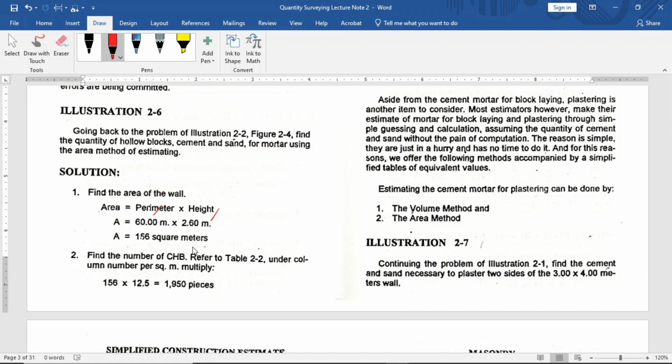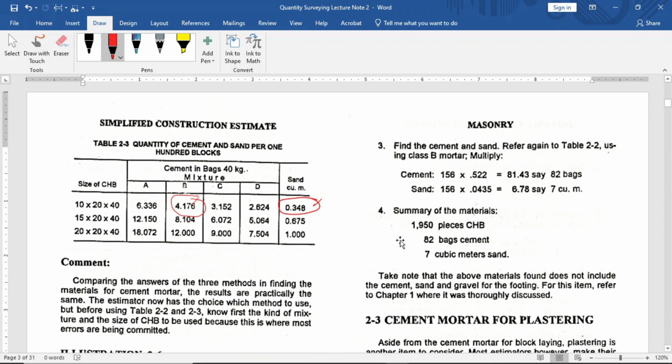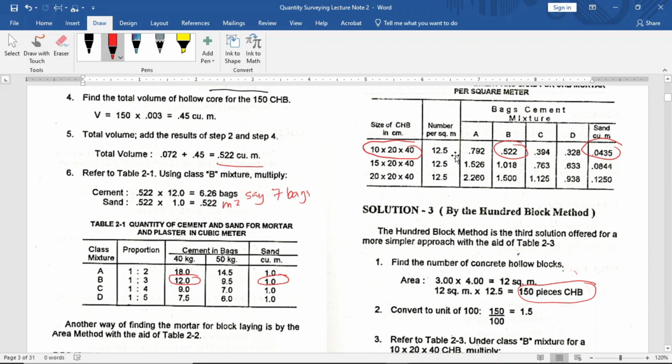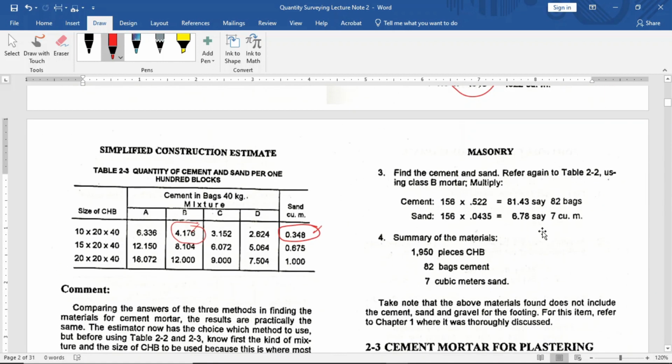So, find the number of CHB. Refer to table 2-2 under column. So, ito yan. Number of pieces natin. Nasolve rin natin ito kanina, 1,150 pieces. So, find the cement and sand using table 2-2. Ito ulit yung multiplier natin kasi class B, 0.522 tsaka 0.0435. So, ito yung sagot natin. Ito yung area natin, tapos ito yung multiplier base sa table using area method.